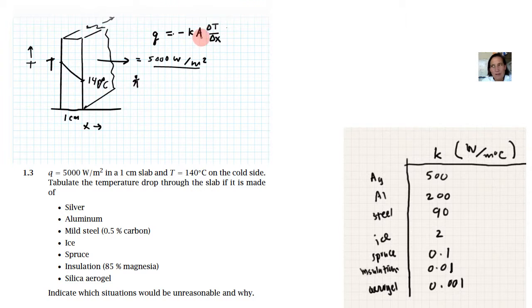Is it on this side? Oh, I'm sorry, the area is over there. Let's put the area over there. See my mistakes? So Q over A is equal to 5,000 watts per meter squared, which equals negative K delta T over delta X. They give you various materials with various Ks, and you're asked to calculate the delta T, knowing that delta X is 1 centimeter. So let's rearrange this and figure out how we might compute the delta T.